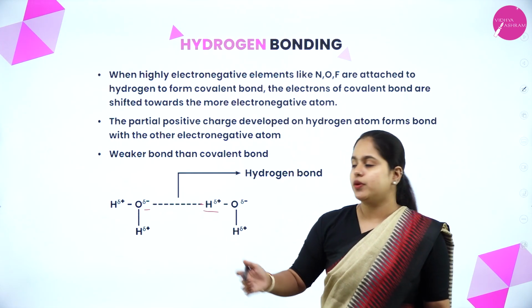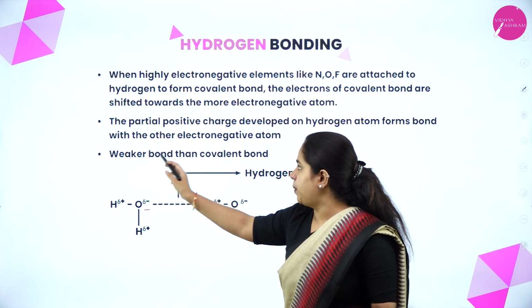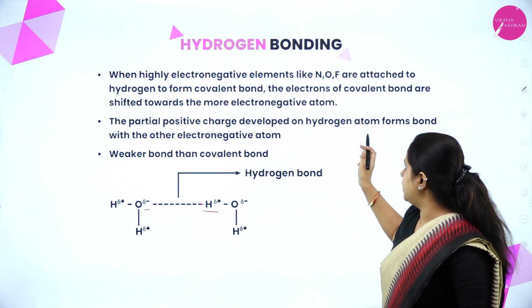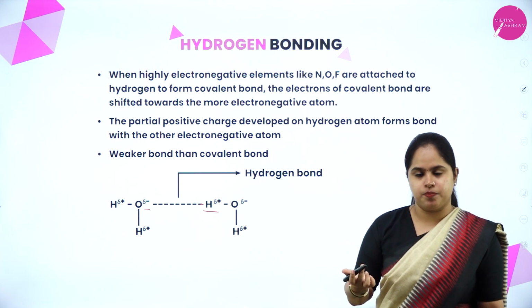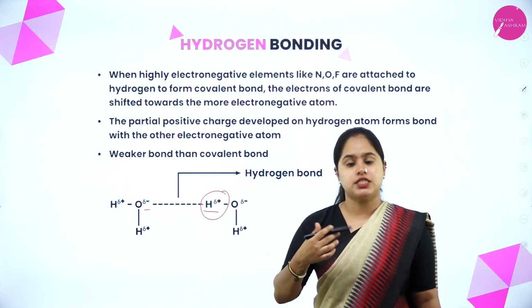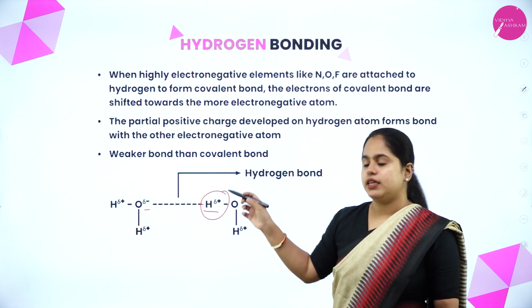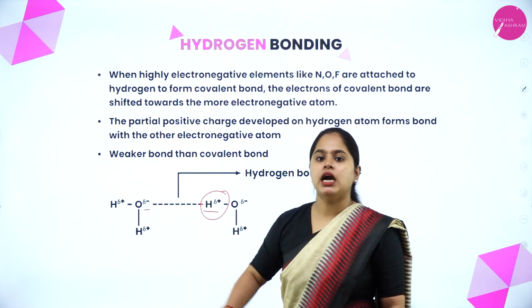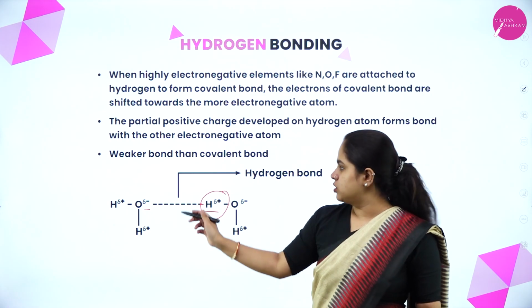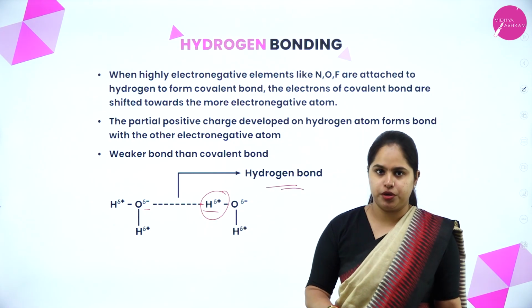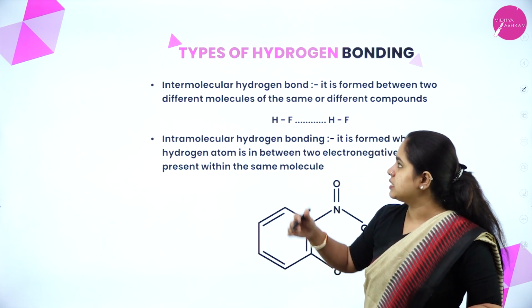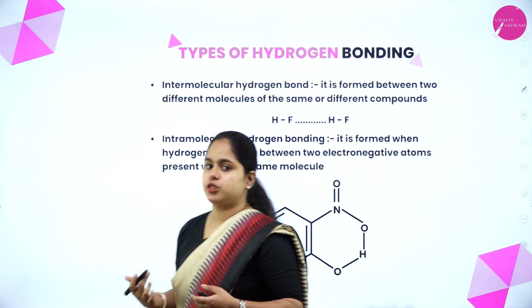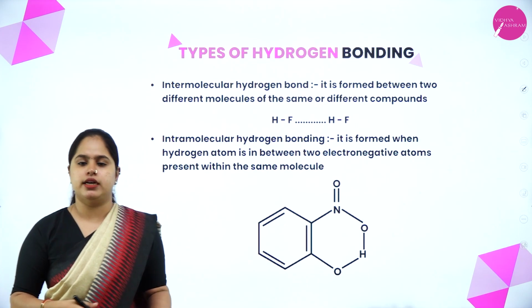So it is a bond in which the partial positive charge developed on the hydrogen atom forms a bond with the other electronegative atom. The partial positive charge attained by the hydrogen atom forms the bond with the other electronegative atom. So this is called a hydrogen bond. Now, there are two types of hydrogen bond as well: intermolecular hydrogen bond and intramolecular hydrogen bond.